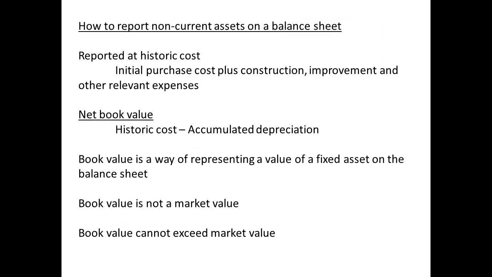Recording a non-current asset on the balance sheet requires a special procedure. We record assets at historic cost, which means that we include certain other costs to bring the asset into use. We also use the term net book value, which is just the historic cost less the accumulated depreciation. Remember that a book value is not a market value, and the book value should not exceed market value. If we stated the book value as higher than market value, then we would be overstating assets and presenting a false picture on the balance sheet.